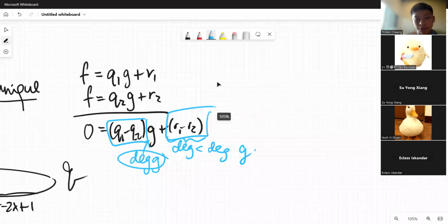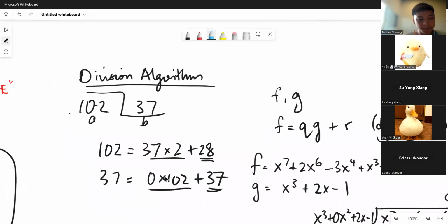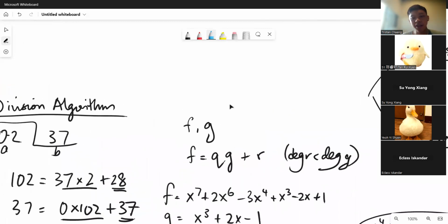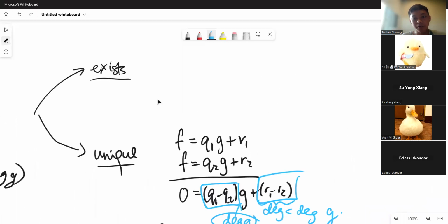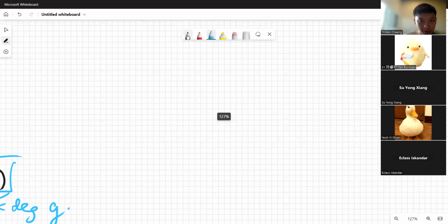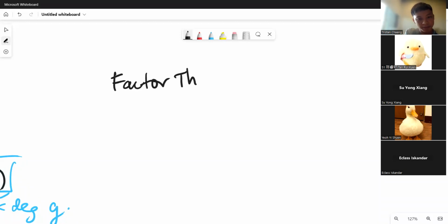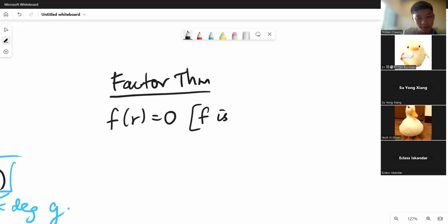Okay. So what's the significance of this? This division algorithm is the exact reason why we have what we call the remainder and factor theorem. So the factor theorem, let's take the factor theorem first. So if f(r) is 0, f is a polynomial.